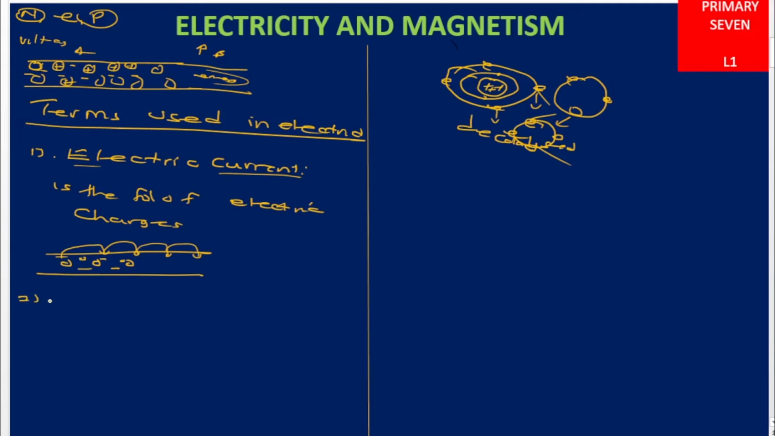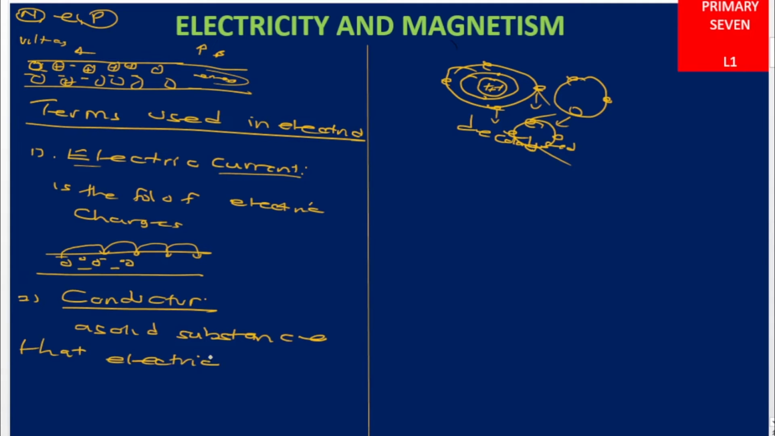Then term number two. Term number two is a conductor. A conductor is a solid substance that allows the flow of electric current, or that allows electric current to pass through it. So that is what we mean by a conductor.